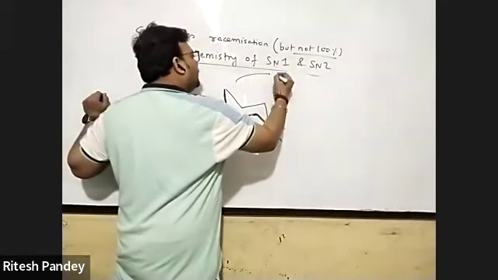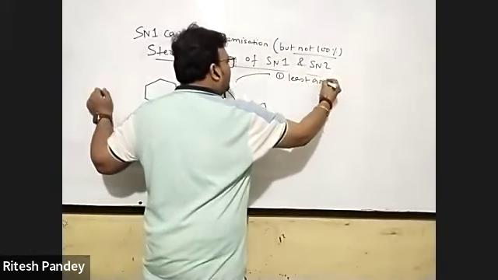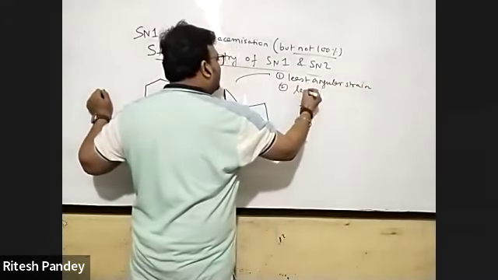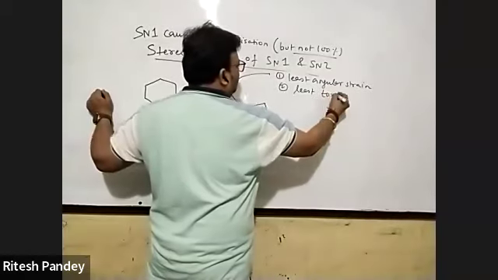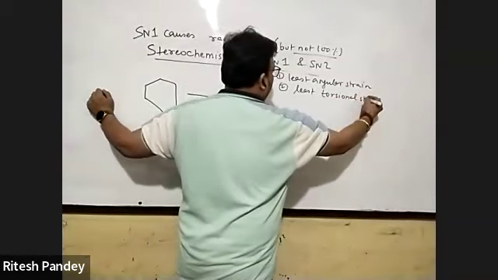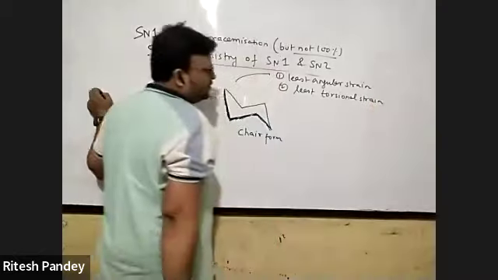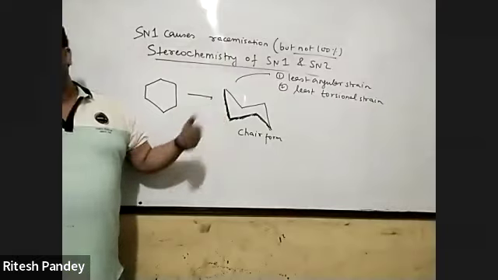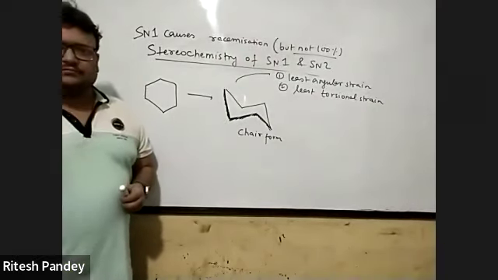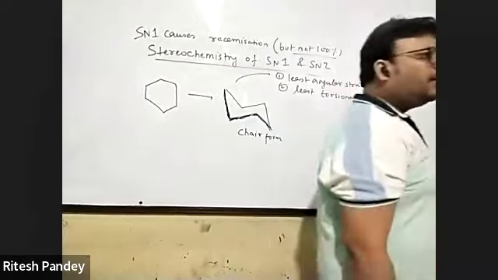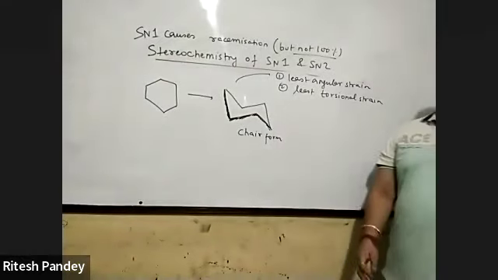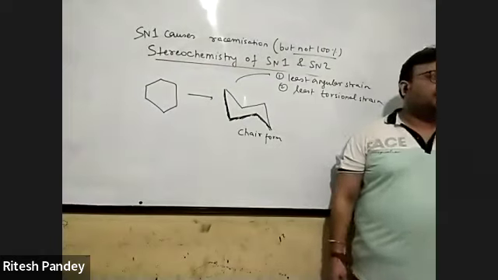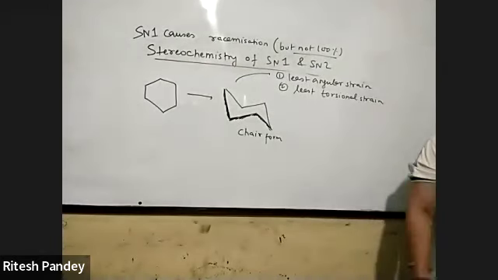least angular strain and least torsional strain. This angular strain is minimum because all the bond angles are very close to 109 degrees. It's a three-dimensional puckered kind of structure, and it has least torsional strain because the bond pair repulsion will be minimum.